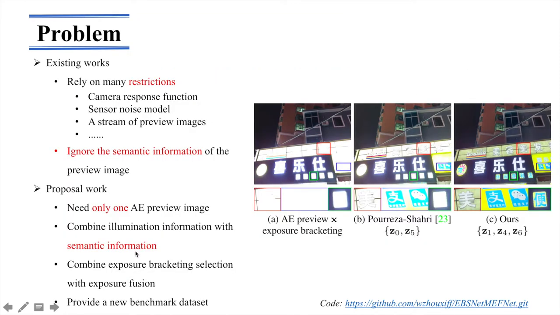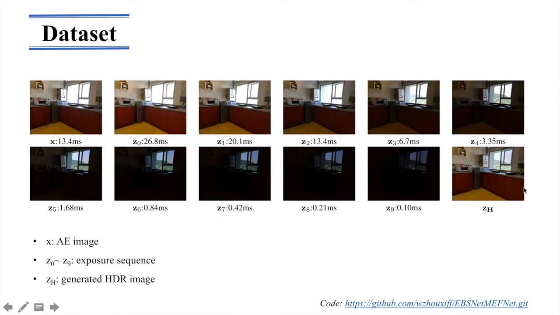The previous work always relied on many restrictions and ignored the semantic information, which leads to overexposure in the results. By considering the semantics, like the billboard, which is always informative, our method tends to select images with more detail in the billboard. Our work also proposes a new benchmark for further research.